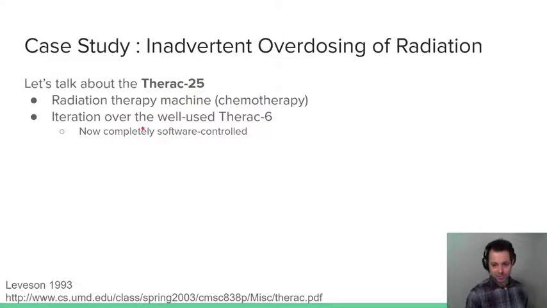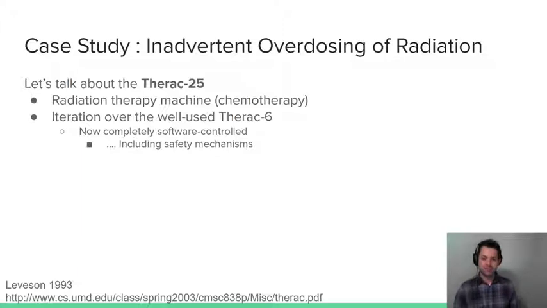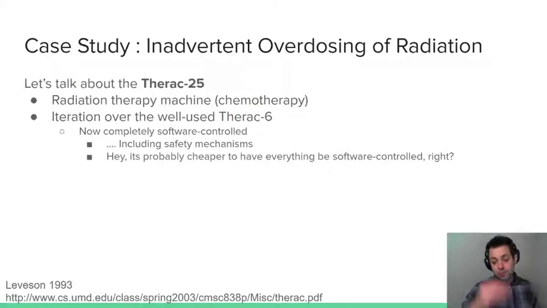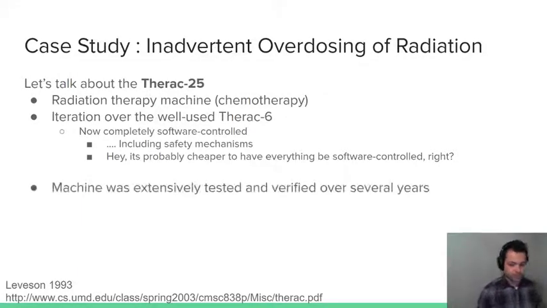But basically everything is now software controlled. There is no more mechanical backups. All the safety mechanisms are software. They're electronic. There's nothing mechanical to prevent problems. But if you look at it from a business perspective, it's a hell of a lot cheaper. Everything is software controlled. Software is free. Right? You don't have to buy all these extra parts. So, from a business perspective, life is good.